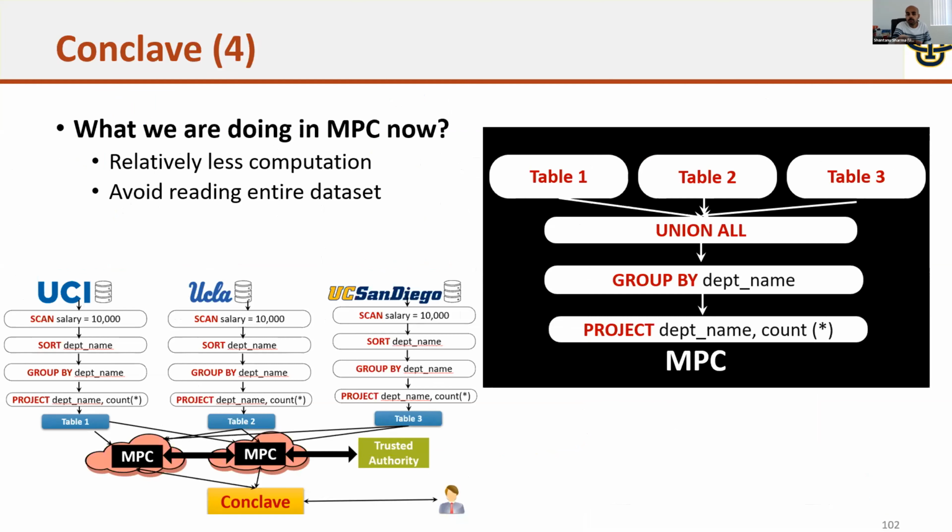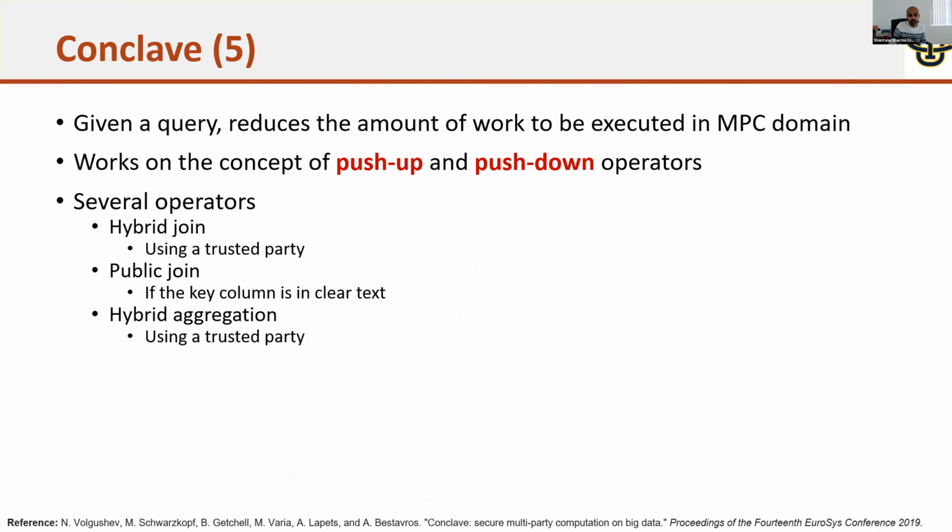Now, what is Conclave doing? Previously we were doing most of the computation at the cloud side, but now the operation is reduced significantly, for group by operation and project operation only. So they are reducing the computation. So this is the thing, that for a query, they reduce the amount to be pushed to the MPC domain using push up and push down operators.